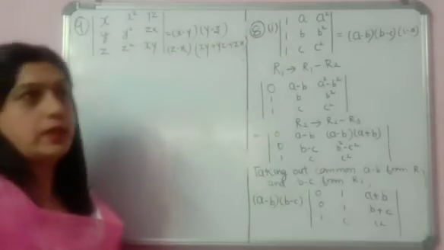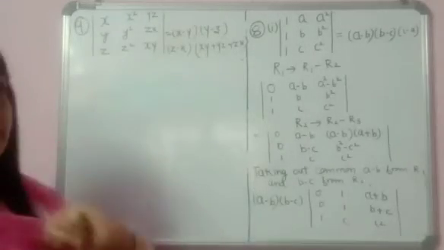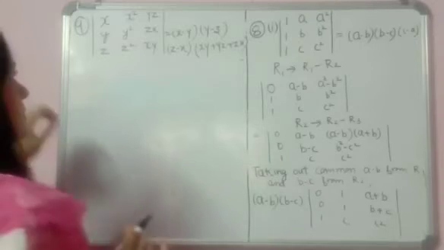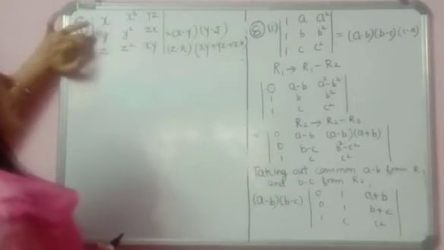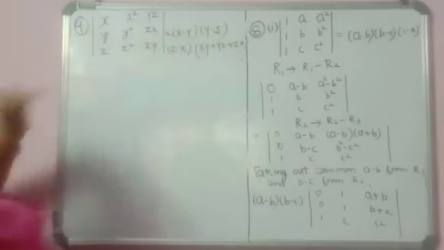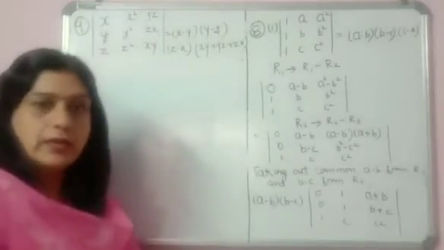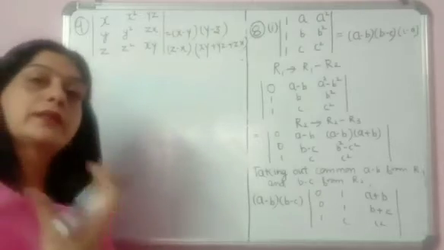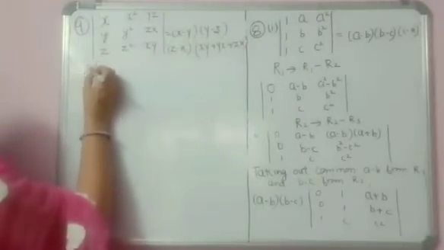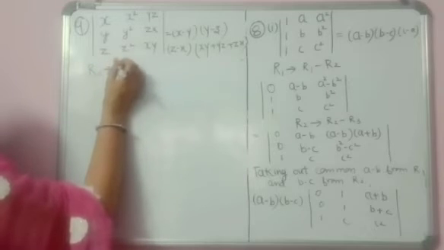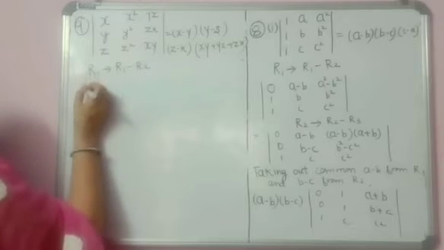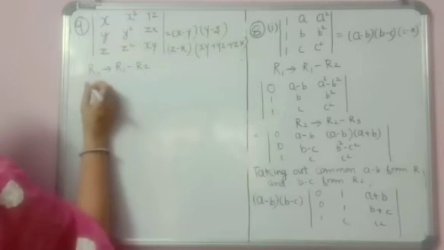Now you tell me. Now you want x minus y. So what will you be doing? Yes. So x minus y you will get from R1 minus R2. Okay. Then y minus z you will get from R2 minus R3. ठीक है, अभी इतना करते हैं फिर आगे देखते हैं क्या आता है. Okay, so change R1 to R1 minus R2.